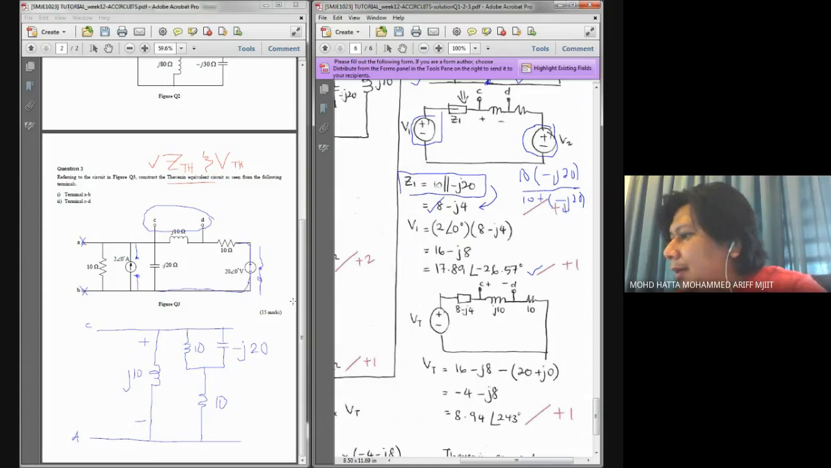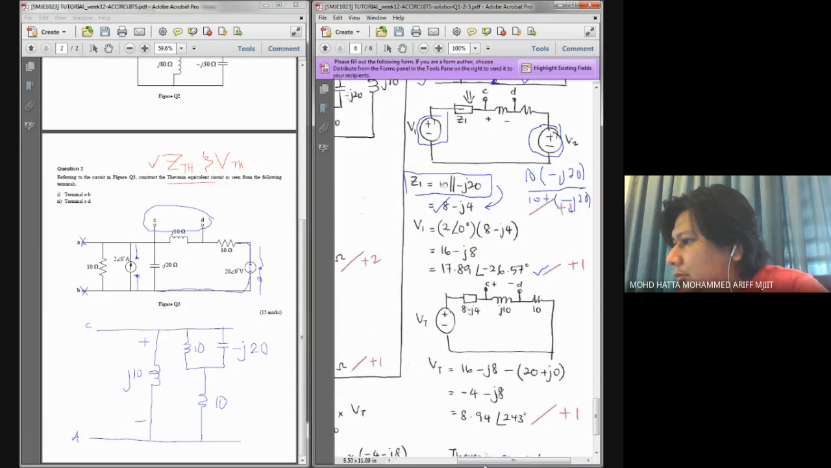So that's why here I have negative j8 minus j20. This is coming from V1. This is coming from V2. Because both are in opposite direction. V2 is 20 with the angle of 0, so this is my V2, and V1 is 16 minus j18.